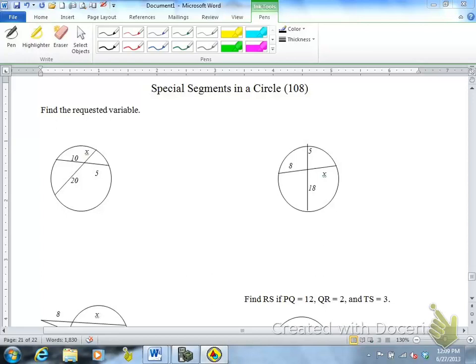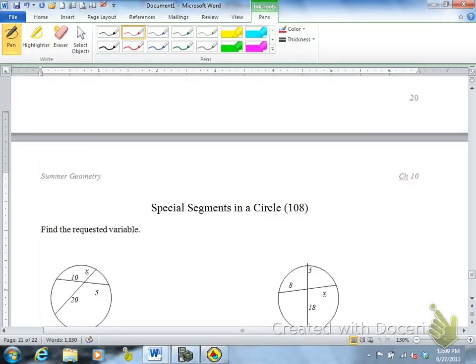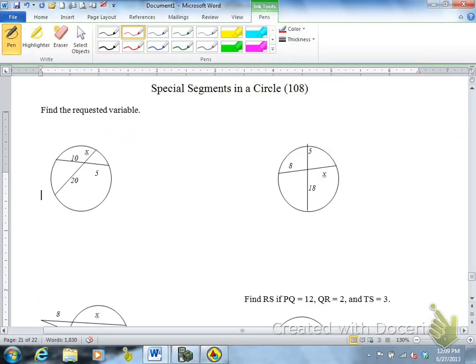Welcome back. Mr. Eicher here to teach you lesson 10.8, or 108: special segments in a circle. This is page 21 in your class notes.